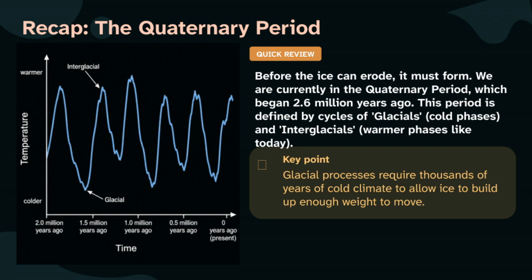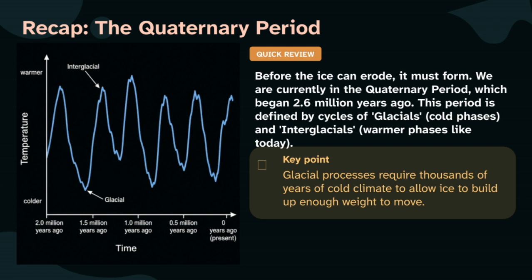During colder periods, snow builds up year after year. If more snow falls in winter than melts in summer, it begins to compact. Over time, it turns into firn and then into glacial ice. Once the ice becomes thick and heavy enough, gravity causes it to move slowly downhill. That movement is crucial. Ice that does not move cannot erode in the same way. Glacial processes require thousands of years of cold conditions so that enough ice can build up and begin to flow.